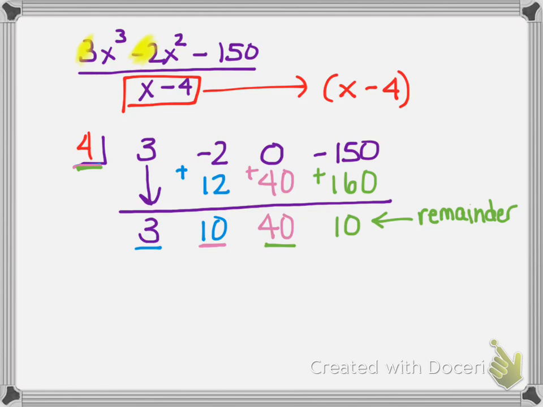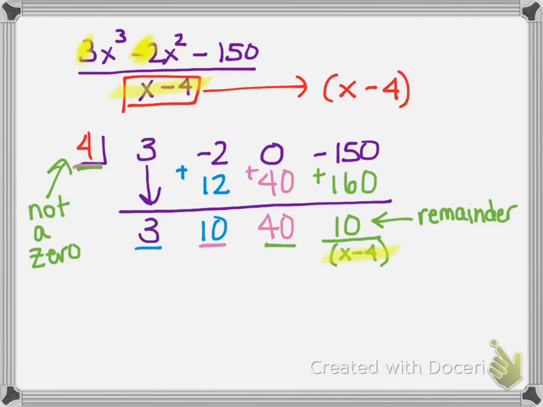Because that remainder is not 0, 4 is not a 0. Because we have that remainder, synthetic division proved that it is not a 0. So how we write that remainder is we take that remainder and we say it is 10 over x minus 4. X minus 4 comes from the original thing that we were dividing by.